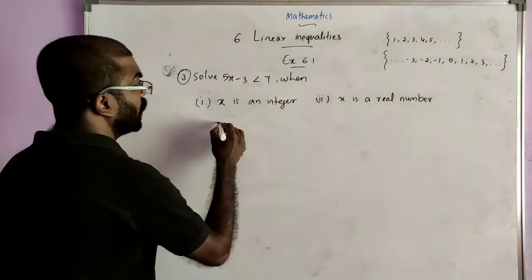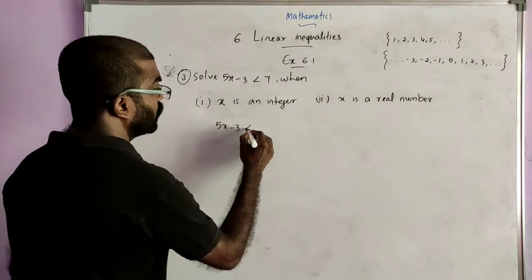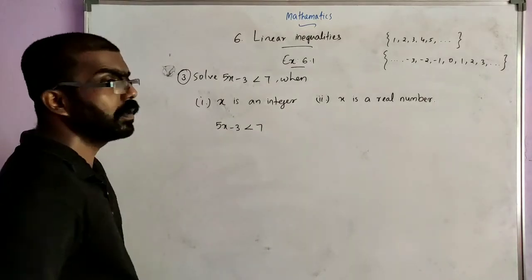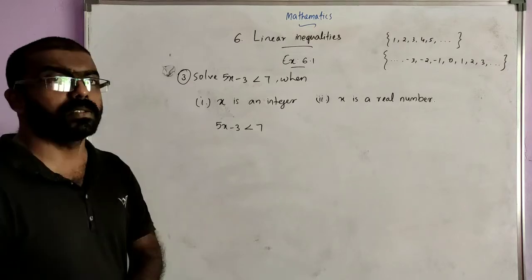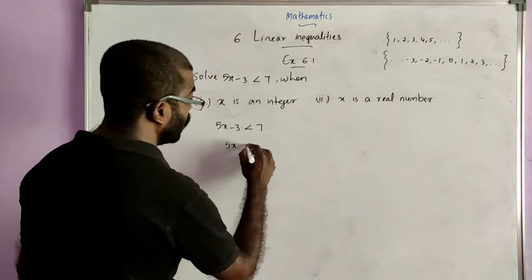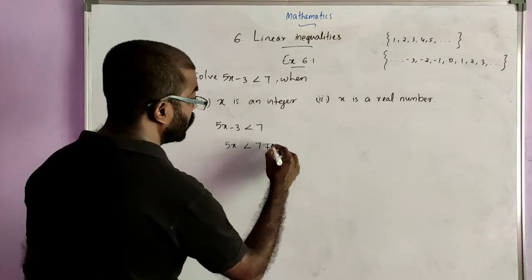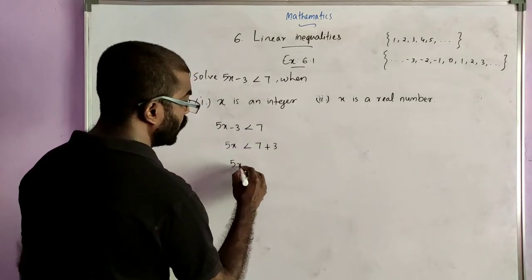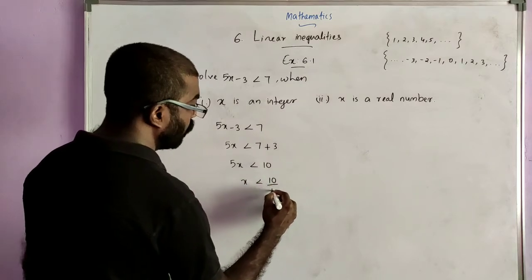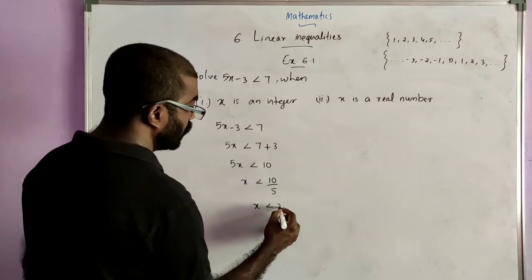Next one is: solve 5x minus 3 less than 7. So first of all, we can take this minus 3 to the right side, or we can say adding 3 on both sides. So we get 5x is less than 7 plus 3, or 5x is less than 10, x less than 10 by 5, x less than 2.